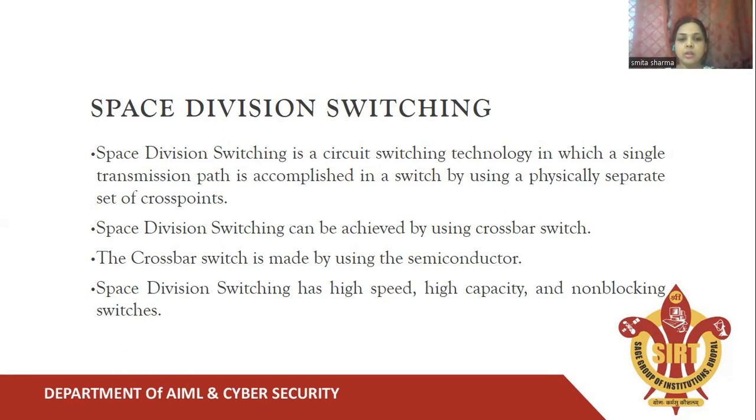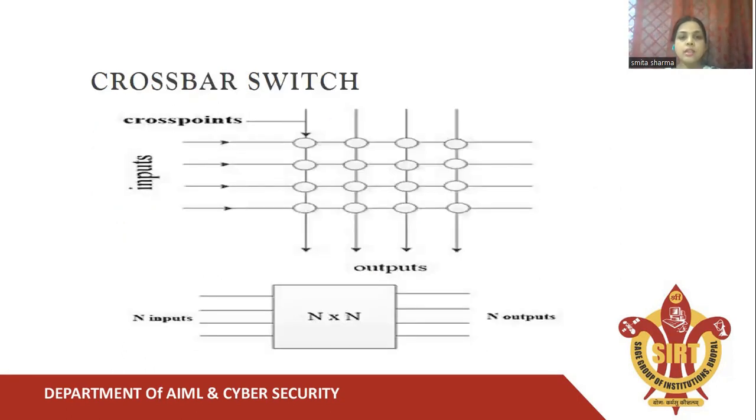Non-blocking switches means once the data is transmitted, until the transmission is completed, the dedicated path cannot be disconnected. This is the diagram of a crossbar switch, which shows that we have n inputs, n outputs, and n square cross points in a particular crossbar switch between the input and the output. The data transmission will take place through these cross points.